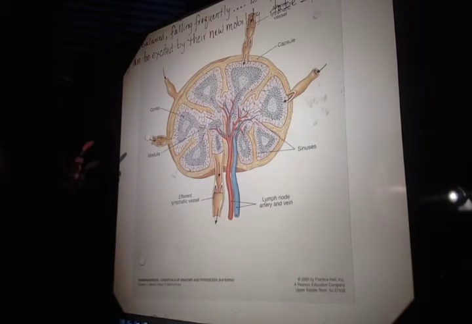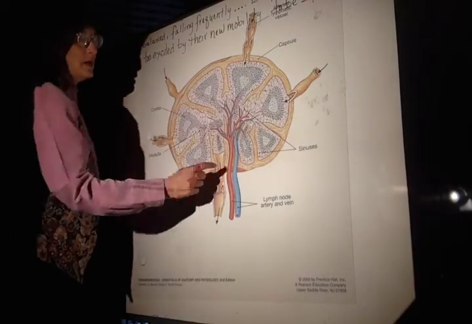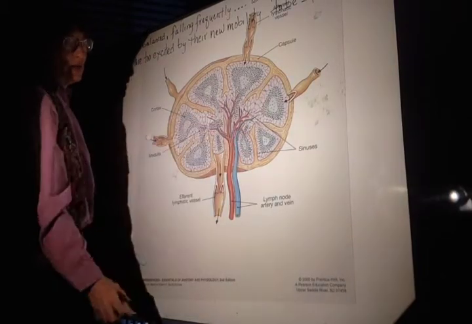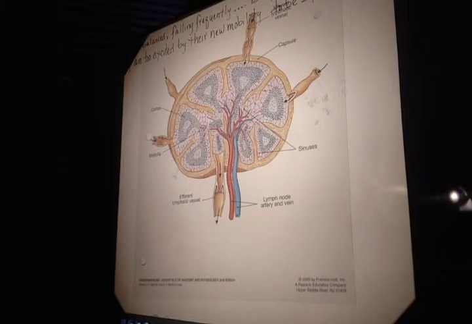Lymph nodes have that same sort of arrangement. You have a capsule on the outside. You have a cortex. You have a medulla. And you have a hilus where you have your arteries and veins and where you have your efferent lymphatic vessel.